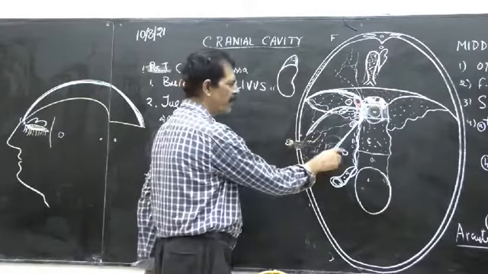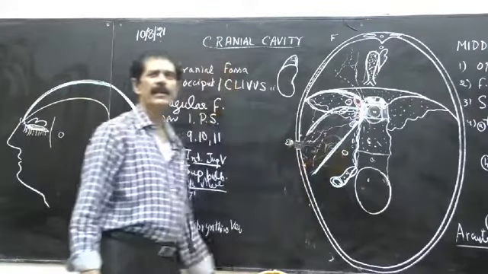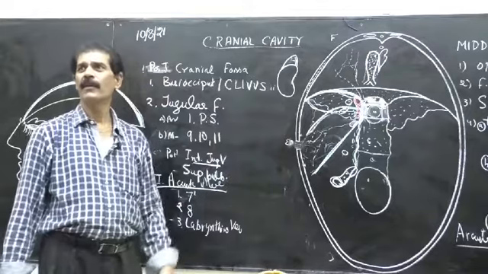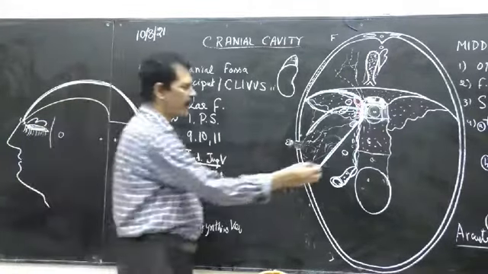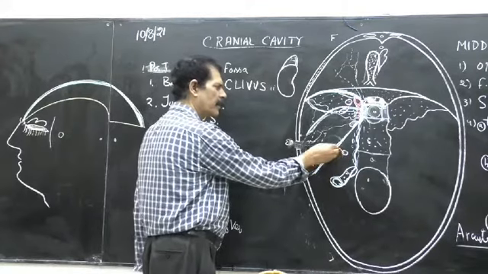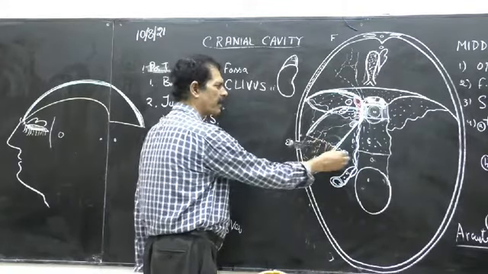But what has made it weak is the internal acoustic meatus, a weak point of the petrous part. Whenever there is a fracture of the posterior cranial fossa, the fracture line passes through the internal acoustic meatus. It will break it.